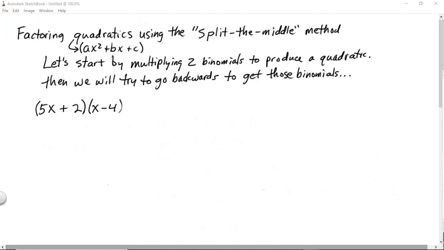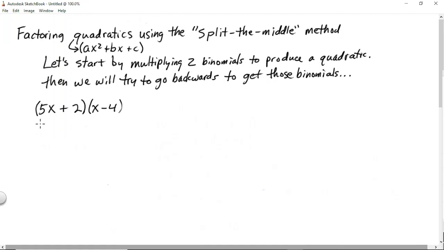Okay, so I told you I would show you another method for factoring quadratics. So here it is. It's called the split the middle method. And like we did in class, we'll start with two binomials. We'll multiply them to produce a quadratic. And then we'll see if we can go backwards to get those binomials. And we'll try to actually do the steps backwards instead of just guessing and checking.